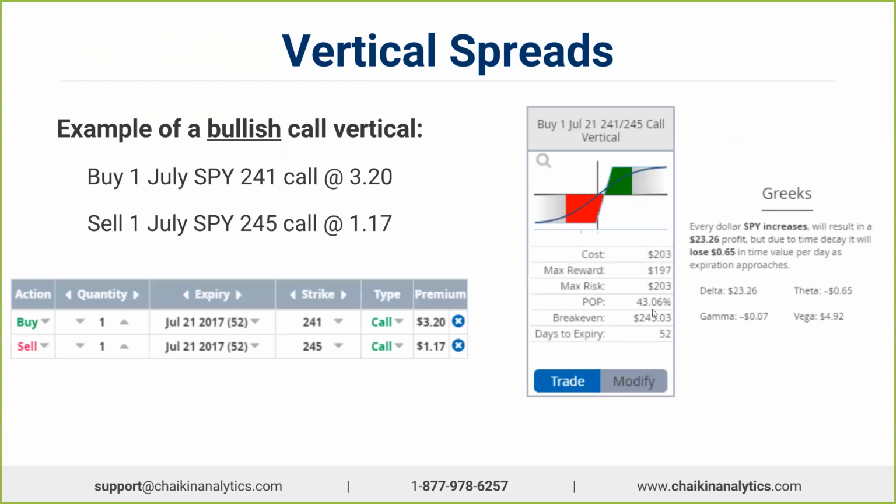Let's look at how this looks here. Again, we're buying a 241 call. We're going to pay $320 for that. We're then selling the 245 for $1.17. That means in the end, our net cost is $320 minus the $117, $203. Now, we've capped our profit at the 245 strike, which means our maximum reward is also capped. But so is our risk now. And for that, we get a higher probability of profit. So instead of risking 320 for unlimited potential, we're going to risk 203 for 197.